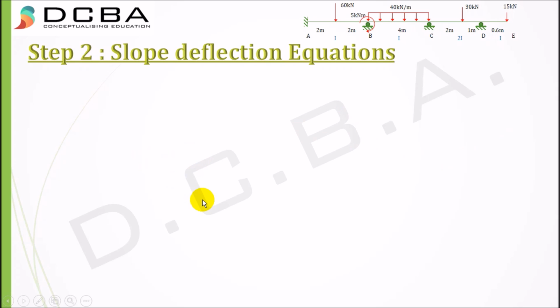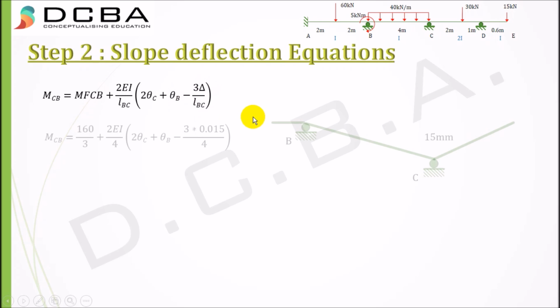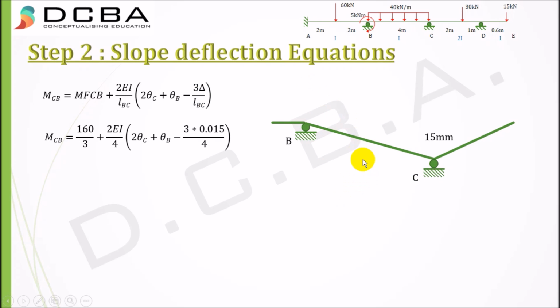Now we'll write the equation for MCB: MFCB plus 2EI by LBC, that is length BC, into, theta C will come first now because it is CB, right? So 2 theta C plus theta B minus 3 delta by LBC. Again here delta will be positive only because my BC is getting rotated in a clockwise manner. So we substitute delta as 0.015, that is in meters. We get, after simplifying, 160 by 3 plus EI by 2 into 2 theta C plus theta B minus 9 by 800. This is MCB.